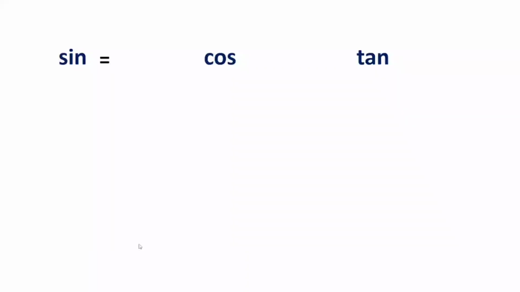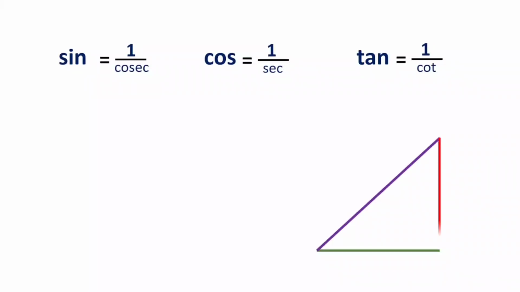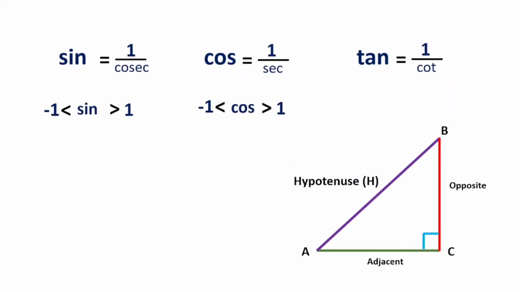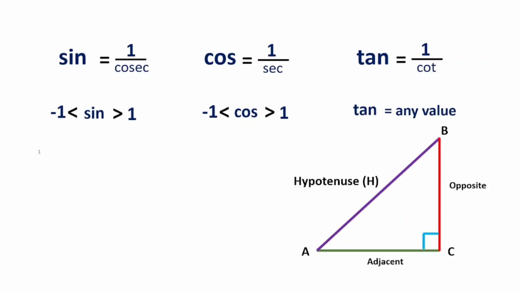Sin, cos, tan are the three basic ratios with their reverses, cosec, sec and cot. And as the hypotenuse is always greater than the opposite and adjacent, the values of sin and cos always lie between -1 and +1. It means that the values of sin and cos can never be more than 1 or less than -1. But tan and cot can have any value. And the reverses, cosec and sec, are either greater than or equal to 1.